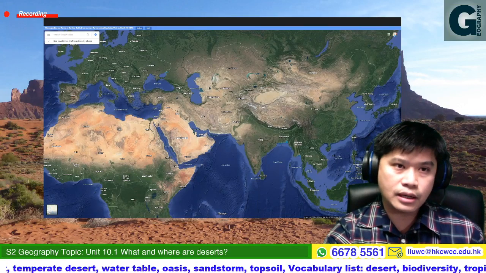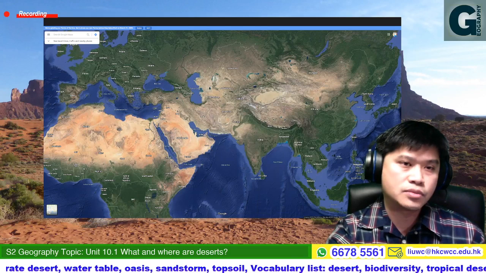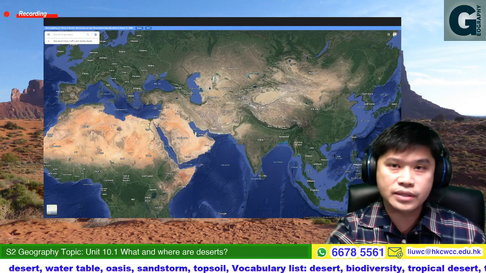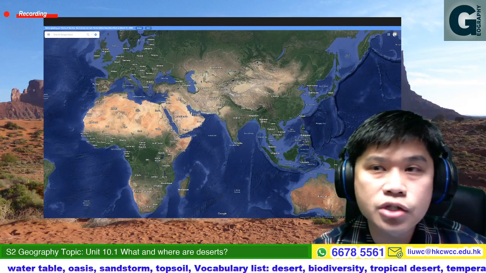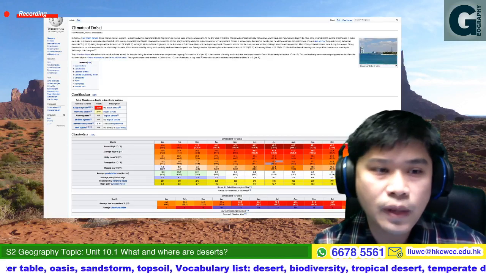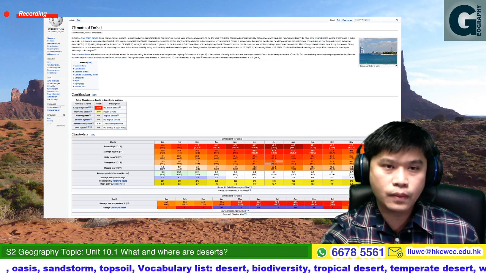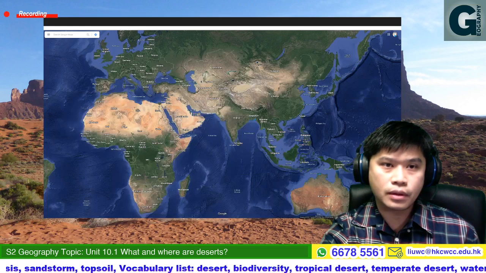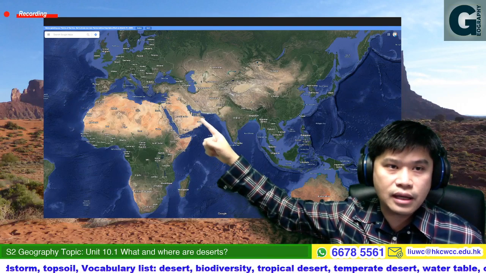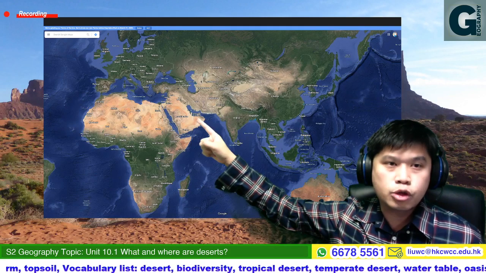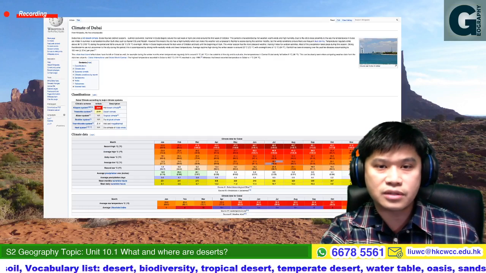Right now, I'm going to show you what could be the temperature difference between tropical desert and temperate desert. I will show you the information in Dubai first. Dubai lah. Where is Dubai? From the map, Dubai would be in the Middle East at about this point in the tropical desert. So what would be the climate characteristic of Dubai?